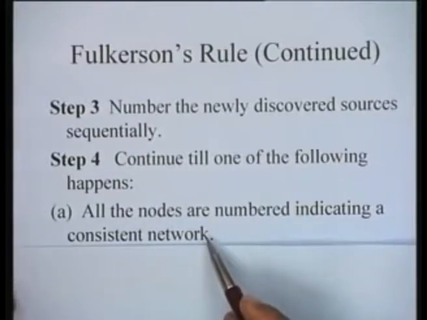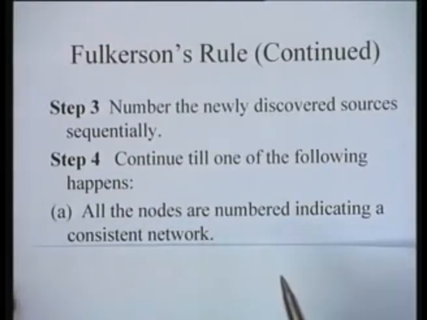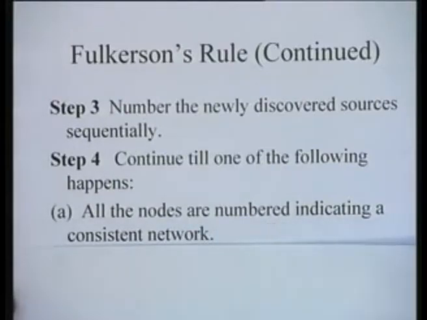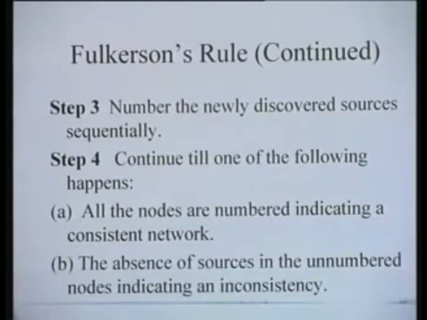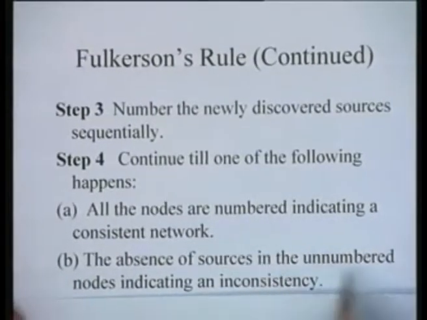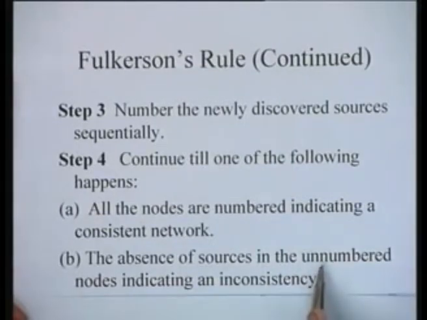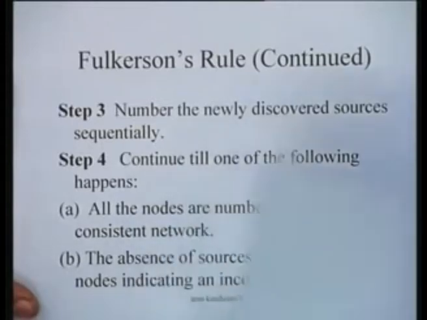So, consistency in the network is indicated by the ability to complete the numbering of all the nodes in this particular manner. On the other hand, if there are some nodes which are not yet numbered and you are not able to find a source among them, then it indicates an inconsistency. So, we cannot really number the nodes in that fashion. This is the inconsistency.